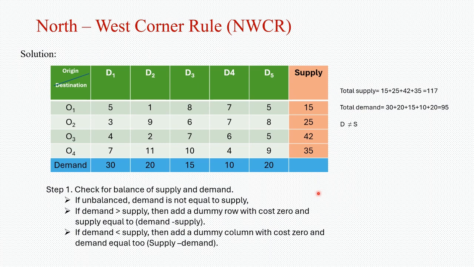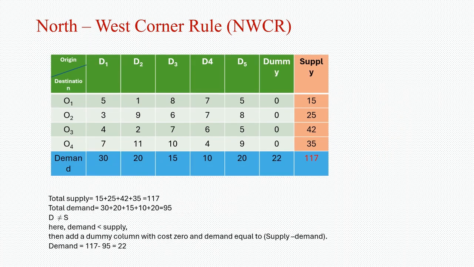First, check for balance of supply and demand. Total supply is equal to 15 plus 25 plus 42 plus 35 is equal to 117. Total demand is equal to 30 plus 20 plus 15 plus 10 plus 20 is equal to 95. Demand is not equal to supply. Here, demand is less than supply, so add a dummy column with cost 0 and demand equal to supply minus demand. Demand is equal to 117 minus 95 is equal to 22.